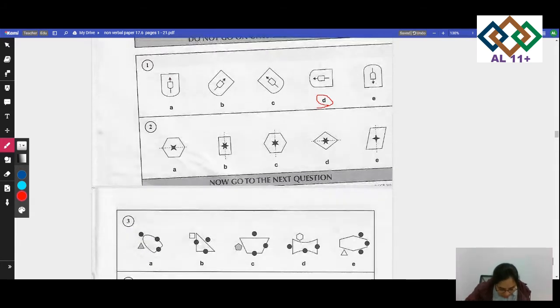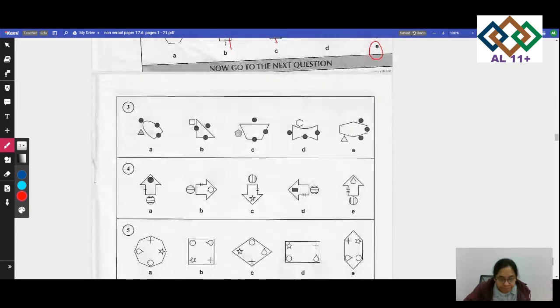Number 2 now. All the other shapes are symmetrical around the dotted line. So they are symmetrical at the dotted line, except one of them. See, symmetry, symmetry, symmetry, symmetry, except this one, which is E.